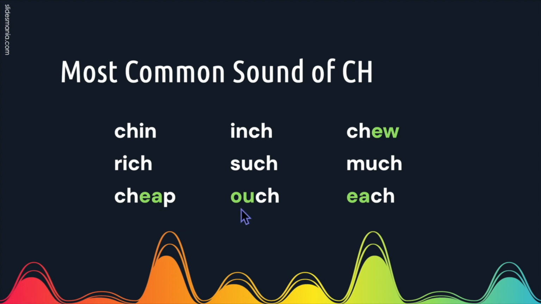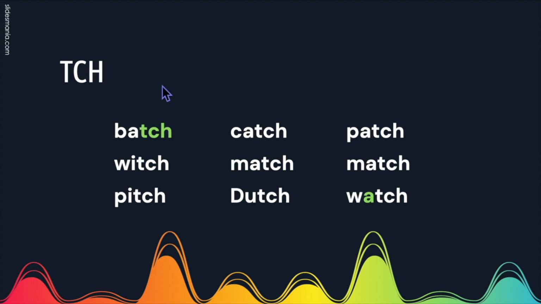OU says ow most of the time. Ouch. Each. TCH also says ch, and it is used at the end of a root word after a short vowel sound. Batch, catch, patch, witch, match, pitch, Dutch. In this word, A will have its broad sound of ah, watch.